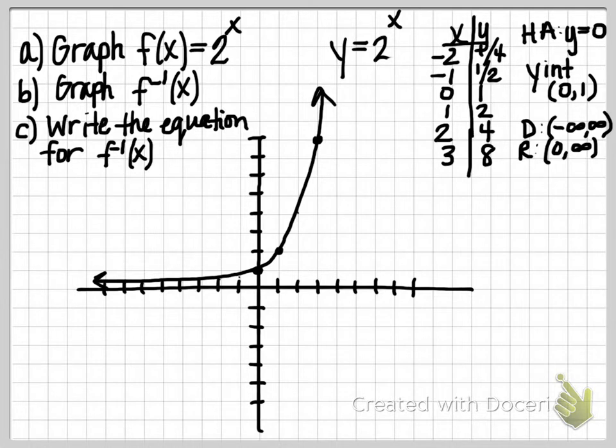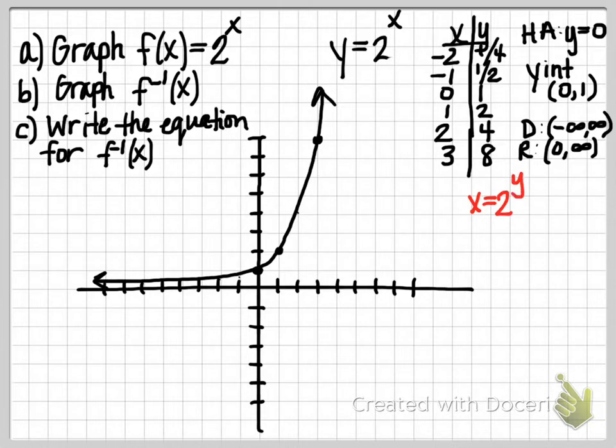Now we'll move on to part B, which is asking us to graph the inverse. I'll change the color and graph the inverse in red. To graph the inverse, we're going to interchange x and y. So using my original function, instead of f of x equals 2 to the x power, let's use y equals 2 to the x power. If we interchange x and y, then we're going to be graphing x is equal to 2 to the y power.